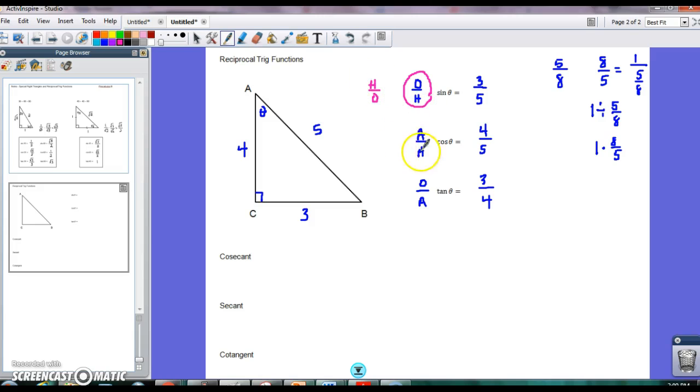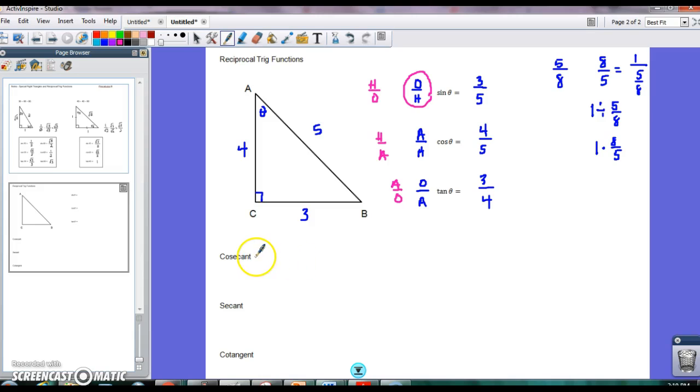There's a name for that. When I flip this one, I end up with hypotenuse over adjacent. There's a name for that. When I flip this one, I end up with adjacent over opposite. And there's a name for that. Each of these are written down here, and it's kind of counterintuitive as to what goes with what. So make sure you pay close attention, because this is where people tend to screw up, because what they think should go together doesn't necessarily go together.